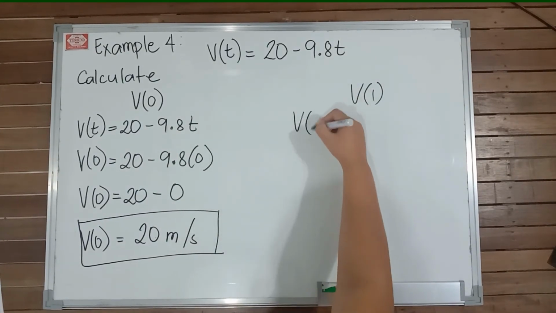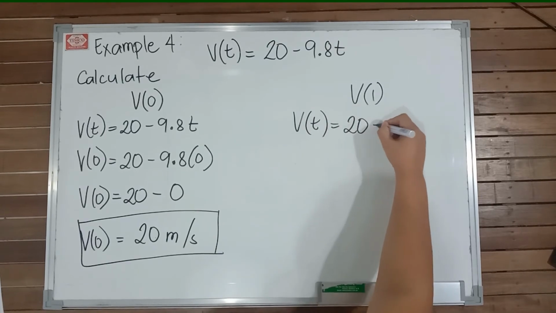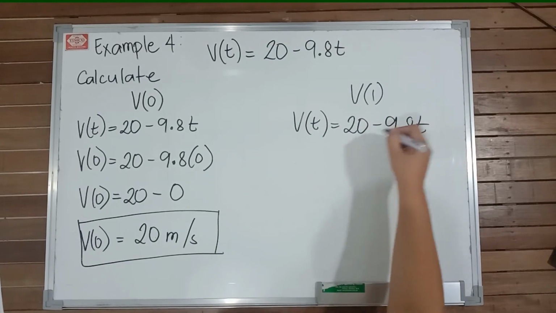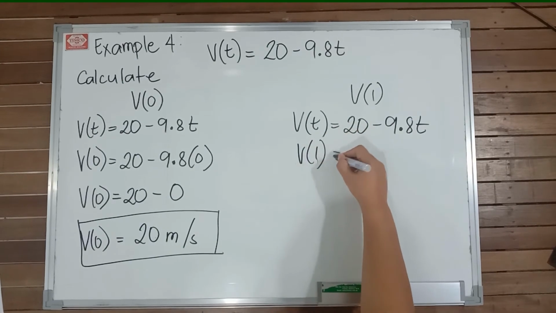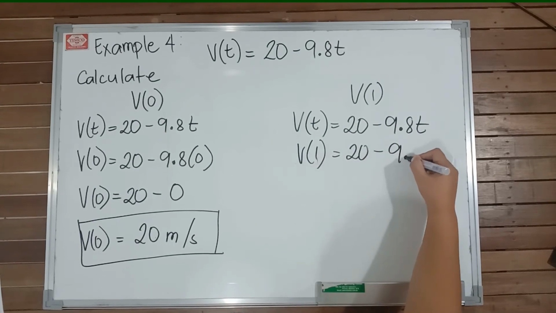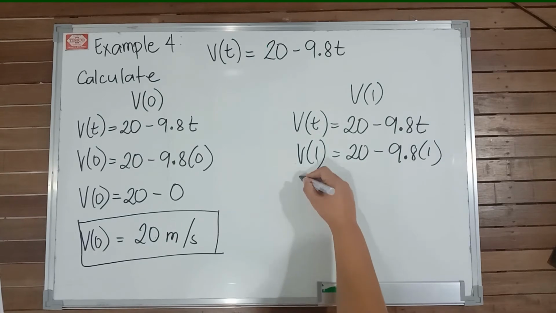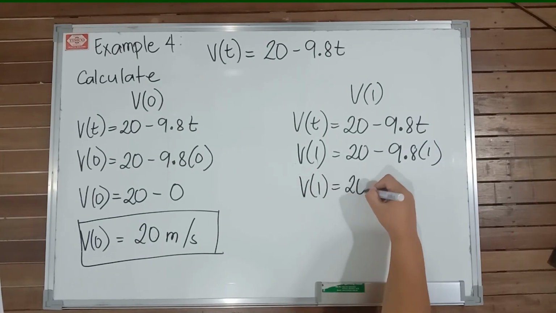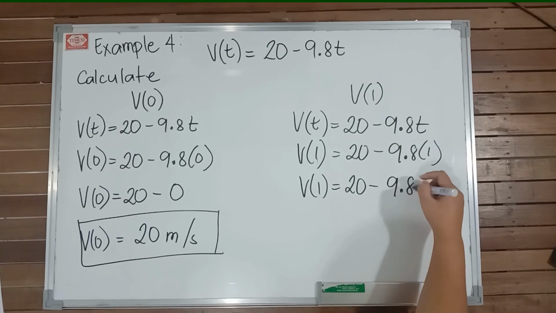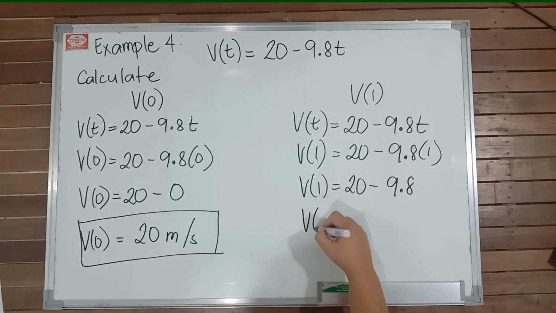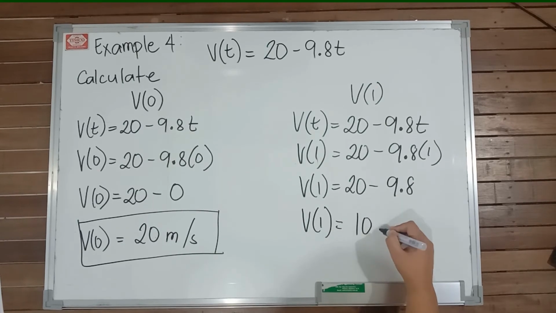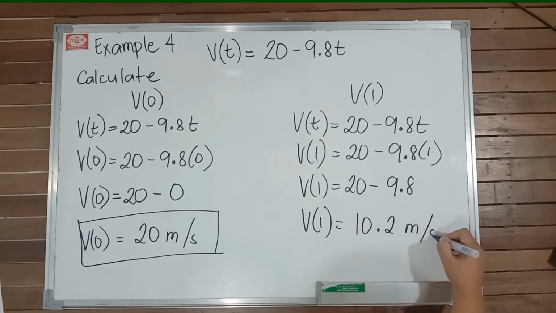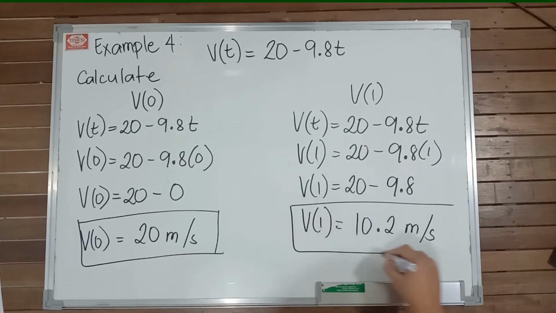Next, we have v of 1. So we will write the function. So in place of t, we will write 1 equals 20 minus 9.8 times 1. So v of 1 equals 20 minus 9.8 times 1 is 9.8. V of 1 is equal to 20 minus 9.8 is 10.2 meters per second. So that is the velocity at 1 second, 10.2 meters per second.